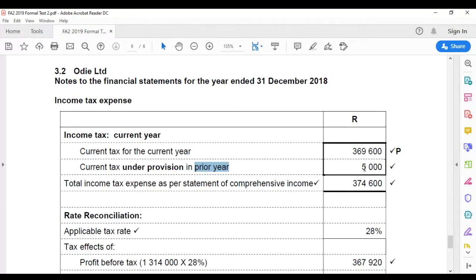In other words, in this year's accounts we had to provide for an extra 5,000 rands expense, but it didn't relate to the current year expense. It related to a prior year expense, right? So in order to disclose to the users of the financial statements what is included in our income tax expense note, it is the expense for this year, but also the expense that we underprovided for last year.